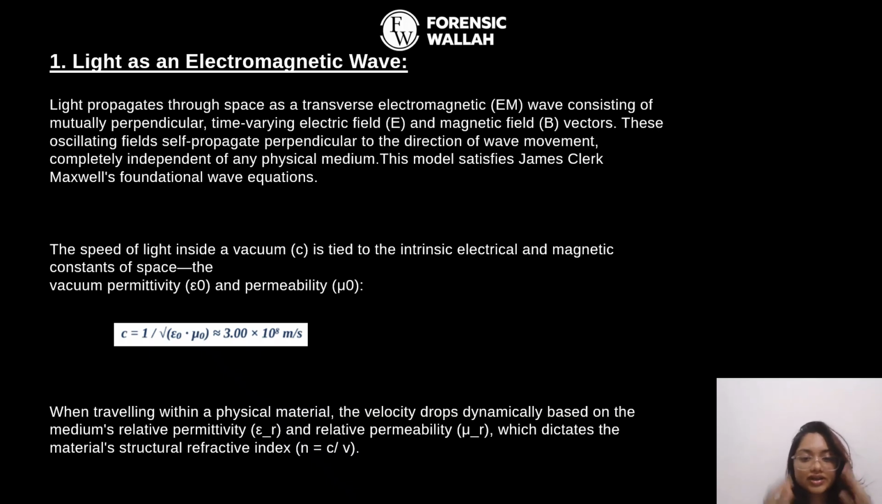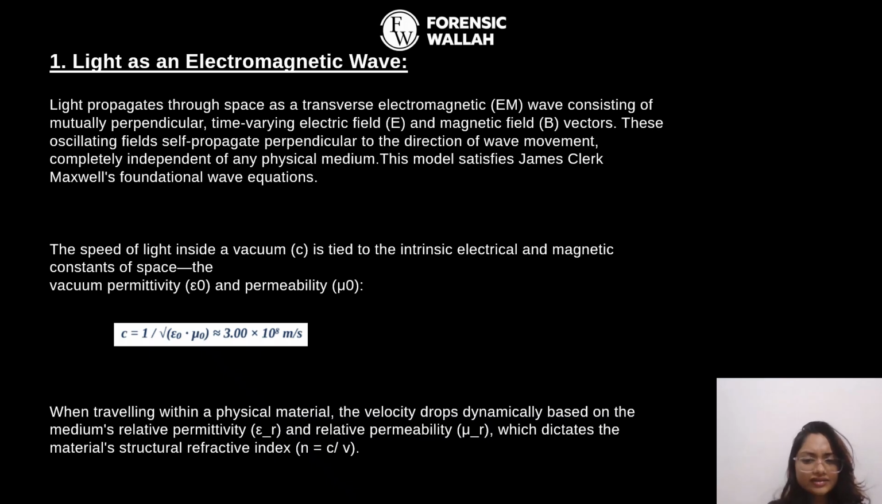This behavior perfectly satisfies James Clerk Maxwell's foundational wave equation. Mathematically, the speed of light in a vacuum is denoted as c. Now, it is a fundamental constant tied directly to the intrinsic electrical and magnetic properties of free space. It is defined by the formula where epsilon naught is the vacuum permittivity and mu naught is the vacuum permeability.